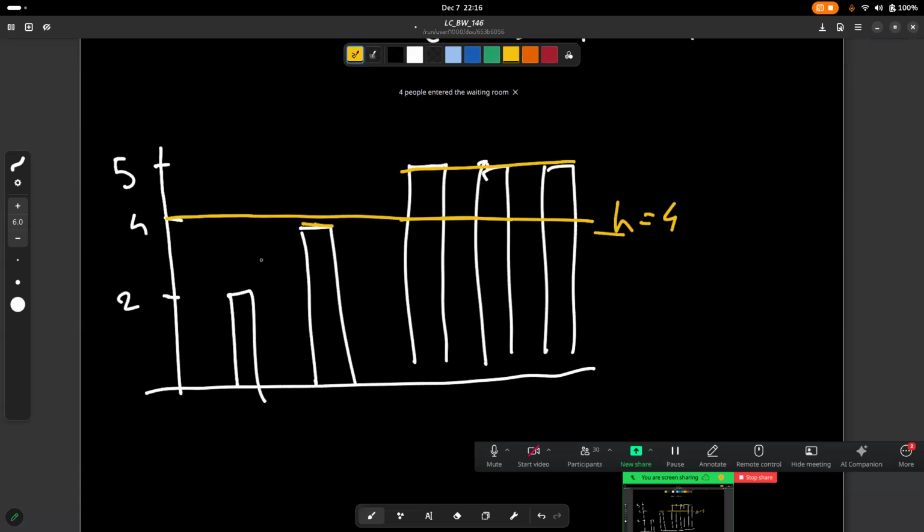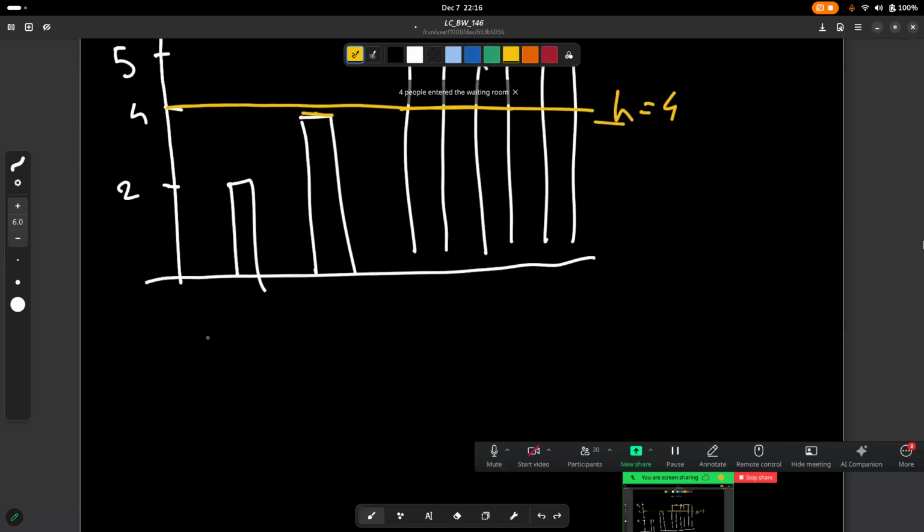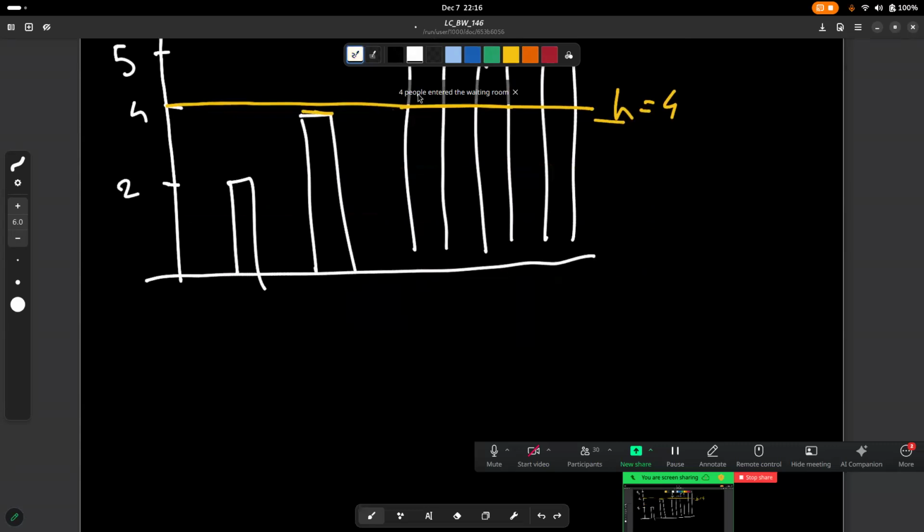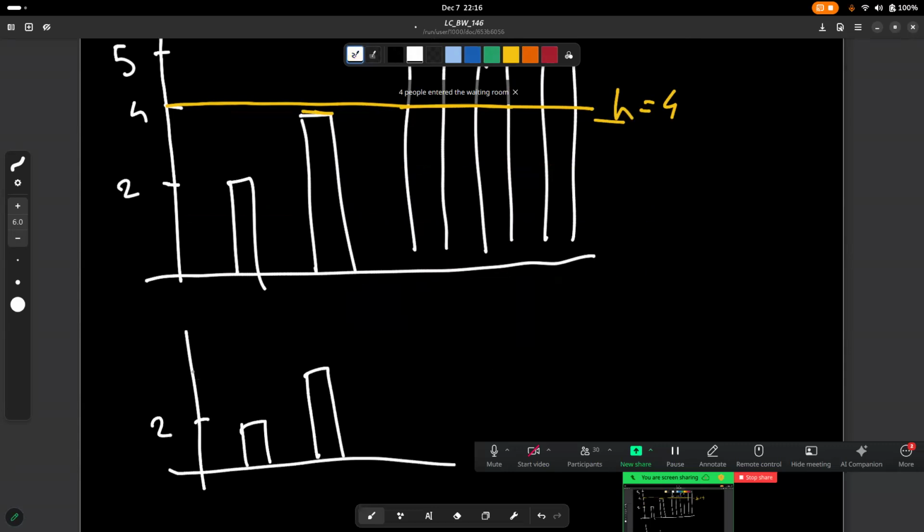I cannot do h equal to 3, because if I want to do h equal to 3, then I have one level of 4 which is above h, and one level of 5 which is above h. So h equal to 3 is not valid yet. Then after I'm done with this, my graph will look like this: I have a 2 over here, I have a 4 which is my second element, and my last three elements have been brought down to 4.